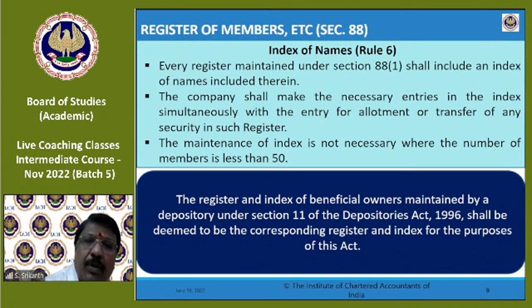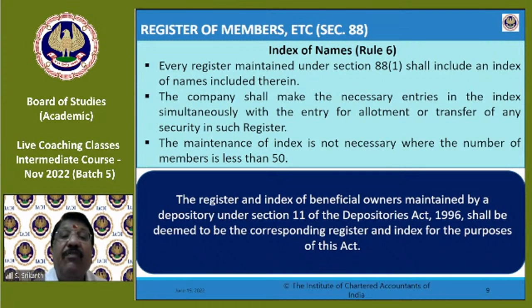Now, the index also should be simultaneously updated with the register. Maintenance of an index is not necessary where the number of members is less than 50. It's less than 50, so it's a small book here. I just scroll through it, and you'll get it. Even then, when we maintain the register of members, we automatically update the index for our own reference. Right?